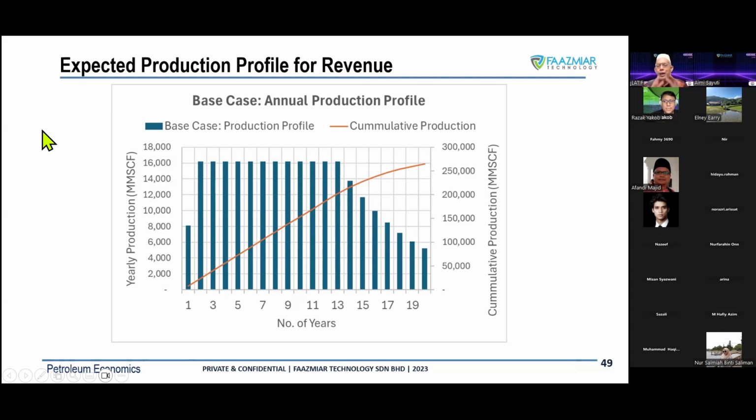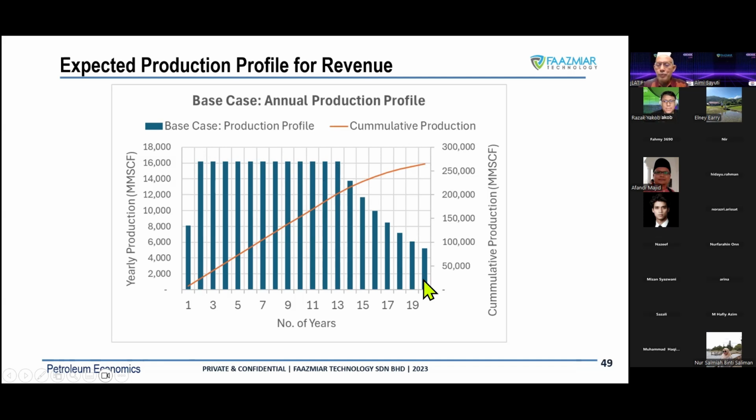Okay, so to have the economics, first of all, you must have the production profile. So there will be the help of the reservoir engineer. They will tell you what's going to be the profile. Like the first year, they can produce 8,000 barrel. Then since more oil is coming in, they start to have 16,000 barrel consistently up to maybe about 12 years. And then the production goes down.